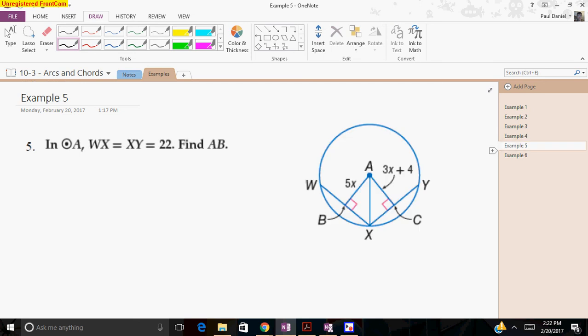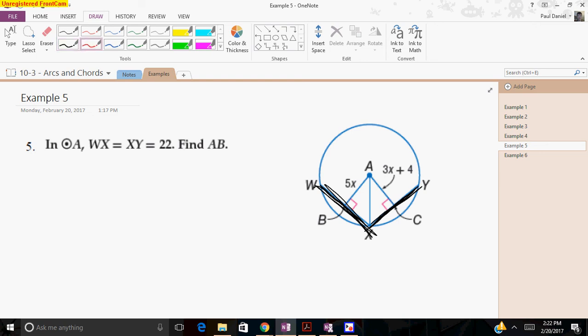All right, example 5. In this example, I have that this big chord WX happens to be the same as this chord XY. They both have a measurement of 22. I want to find not anything to do with those chords. I actually want to find something to do with the distance to the chord WX from the center A. Alright, so I just want to find that measurement.